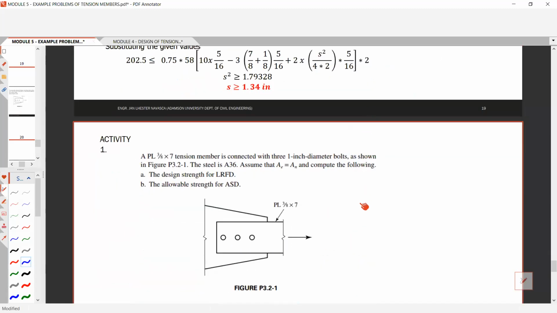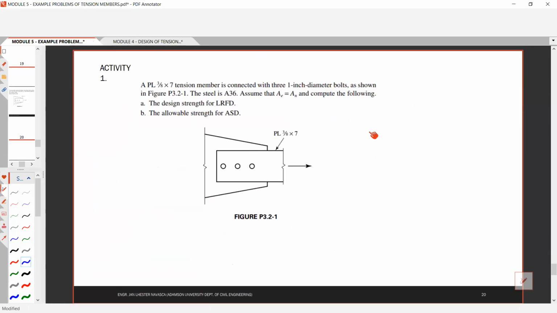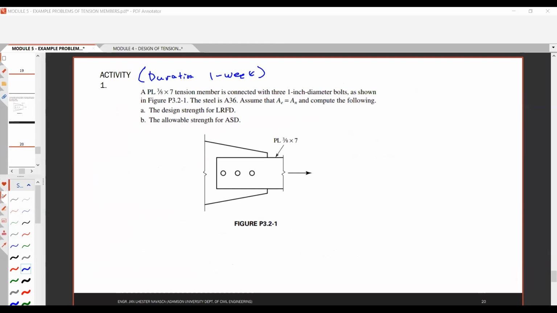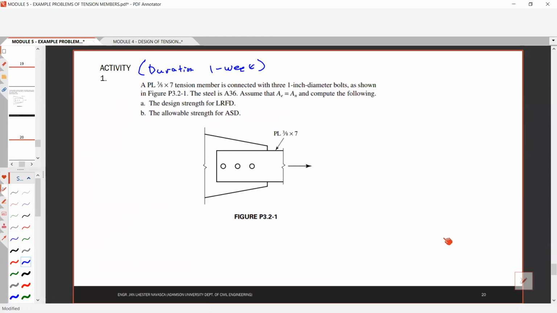So for your activity, this is 10% of your grade. The duration is 1 week. You will pass this on the Blackboard. I will create an assignment or activity submission bin. You can solve this manually or typewritten.